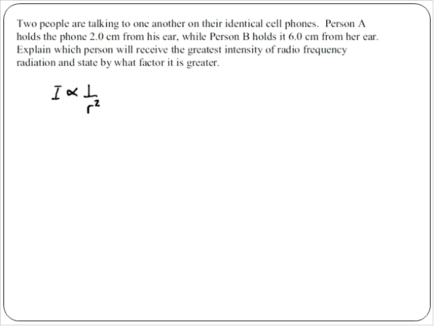So, which person here is getting the worst dose? Which one is getting the biggest dose of radiation? Well, person A is holding the phone 2 centimeters from his ear. Person B is holding it 6 centimeters from his ear. So obviously, person A, because the phone is closer, is more. A is greater. And the reason is because the cell phone is closer to his head, to his ear. But how much greater is the question?